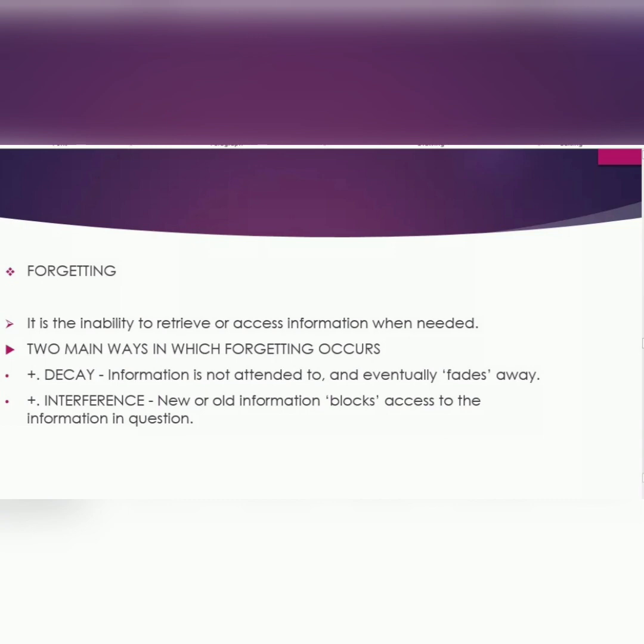Forgetting. It is the inability to retrieve or access information when needed. This is when you forget the information that you needed. Two main ways in which forgetting occurs. Decay. Information is not attended to and eventually fades away.